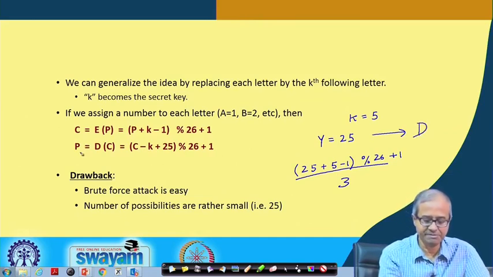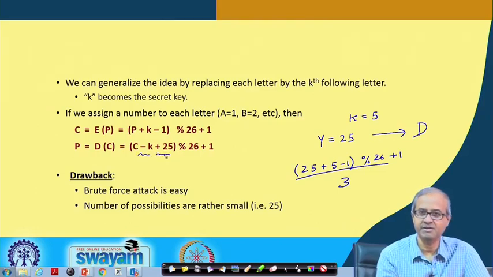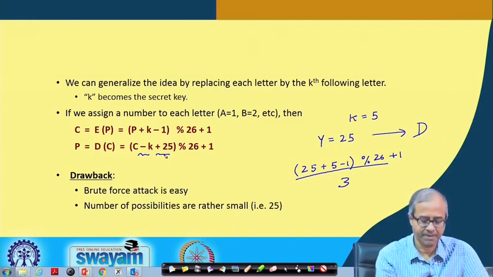Okay. So, decryption is very similar, where you do minus k and you do plus 25 here. Now, you can check, you can get back the original letter once you have the value of k.